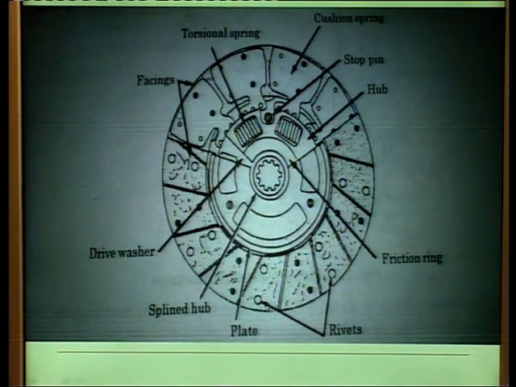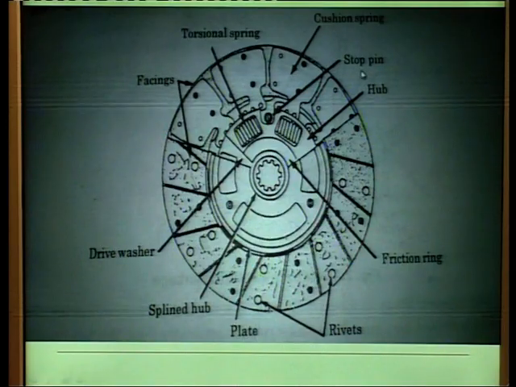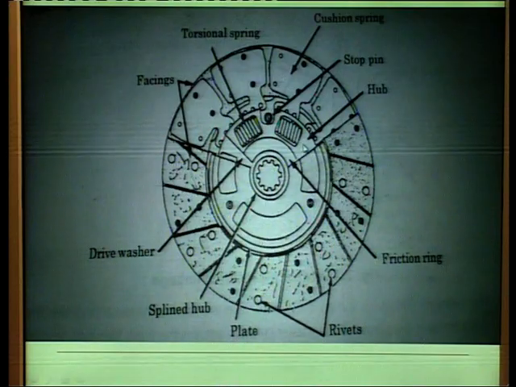This is the facing, the friction lining material, where the friction lining material is attached. This is the torsional spring. It decreases the jerks to the vehicle when the clutch is engaged or disengaged. These are stop pins. This is the cushioning spring. This is the main hub, and this is the friction ring.